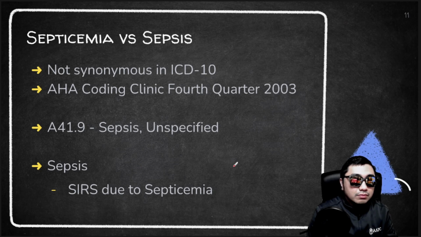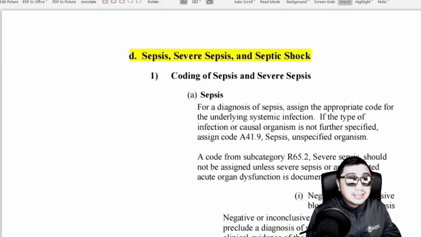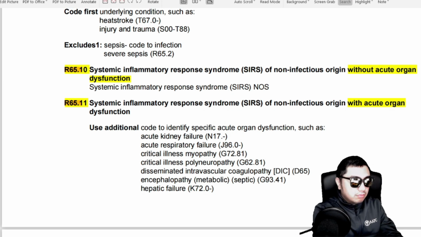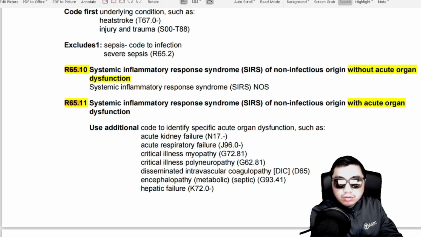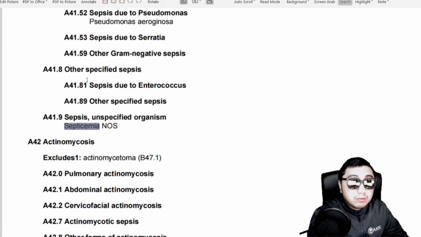Okay. So let's now talk about septicemia. Septicemia, if you will be checking your ICD-10 alphabetic index, it will route you to A41.9. Septicemia not otherwise specified is under sepsis, unspecified organism. So please double check that.